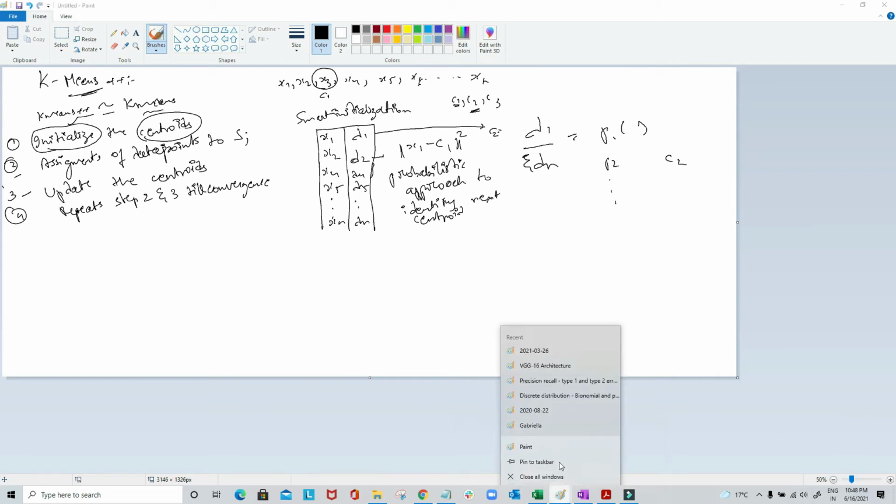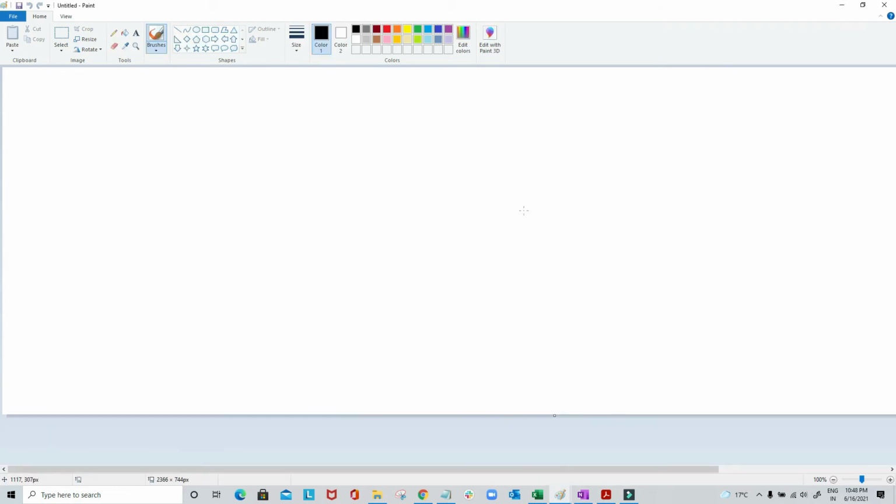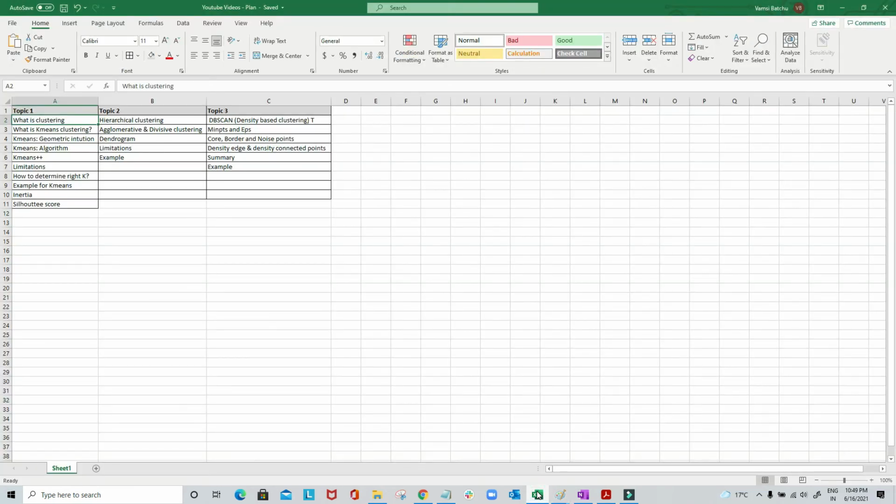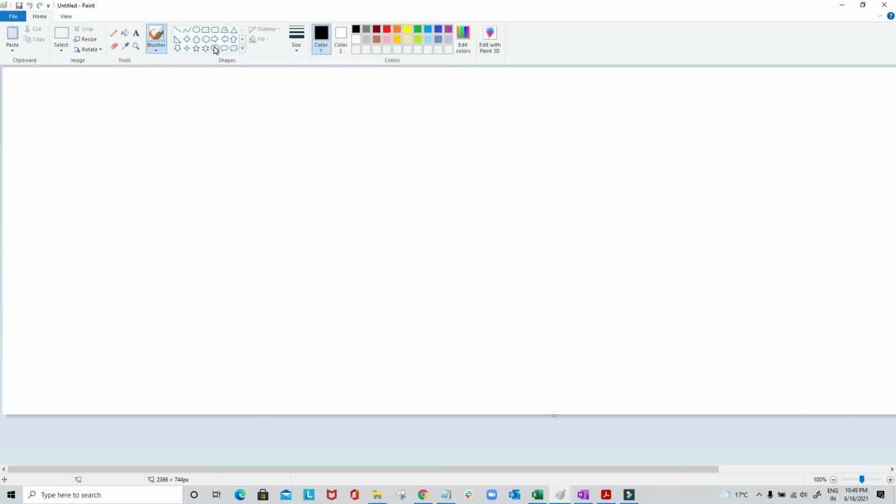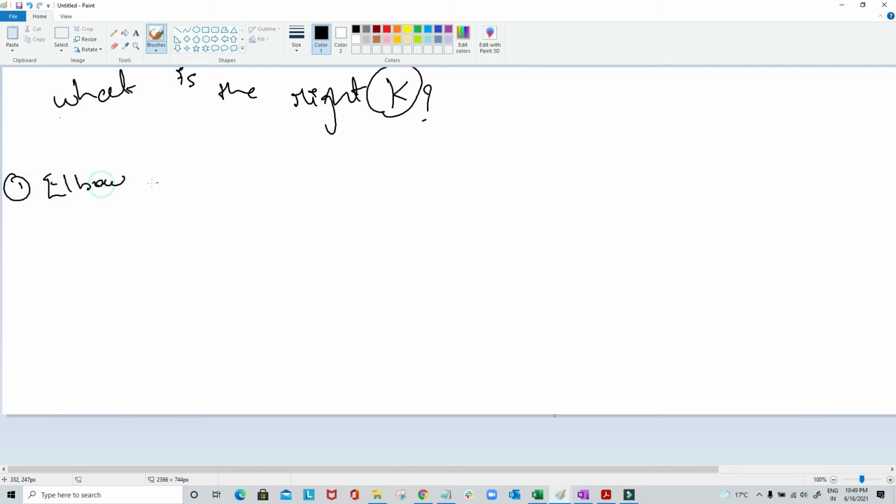Next, let's discuss the next topic: we discuss the limitations of the K-means algorithm and K-means plus plus algorithm. Now, how to determine what is the right number of clusters? What is the right number of clusters? That is nothing but the right K. So, the process to identify it, the first method is the elbow method.